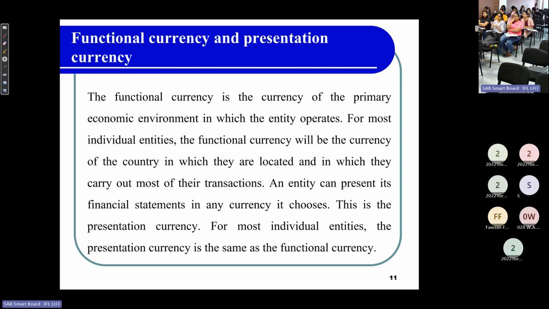Then the difference between functional currency and the presentation currency. Functional and the presentation. Can anyone read it? Any volunteer? Functional currency and the presentation currency. Functional currency is the currency of the primary economic environment in which the entity operates. For most individual entities, the functional currency will be the currency of the country in which they are located and in which they carry out most of their transactions. An entity can present its financial statements in any currency it chooses. This is the presentation currency. For most individual entities, the presentation currency is the same as the functional currency.